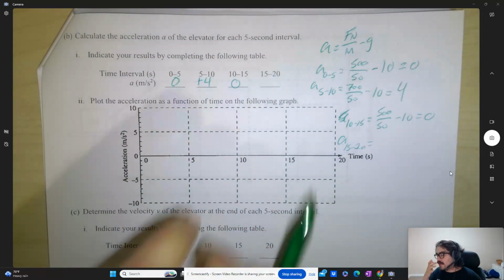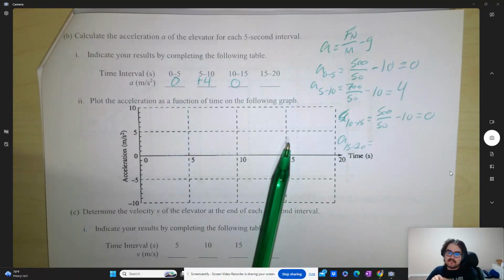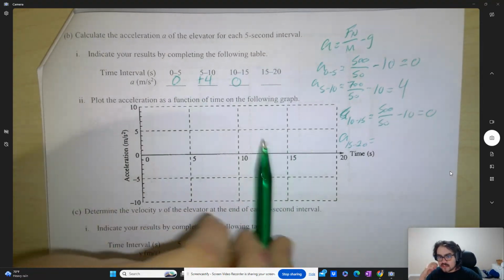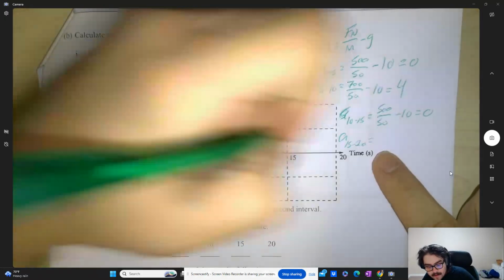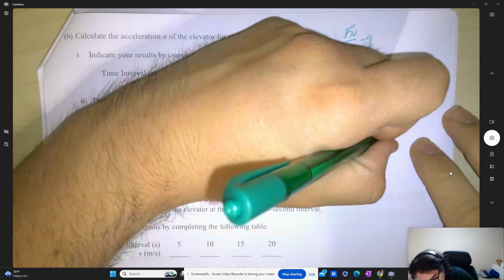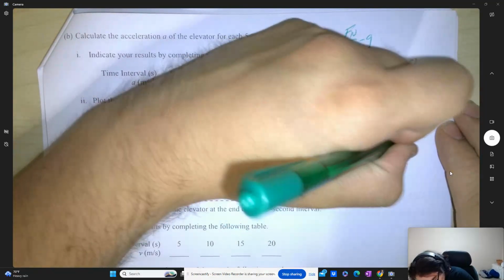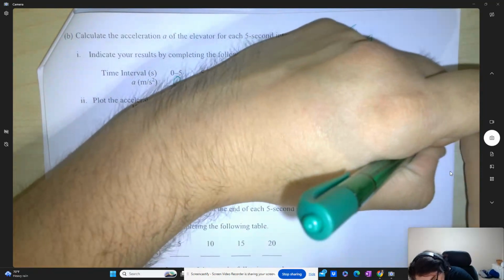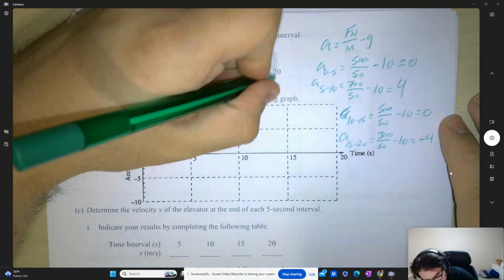The graph tells me the normal force; I'm literally getting it from the graph. 50 is the mass, which is constant, and g is also constant. It's 10. Okay, for this last one, it should be 300 over 50 minus 10, and I actually get -4 from that one. So the acceleration is -4.